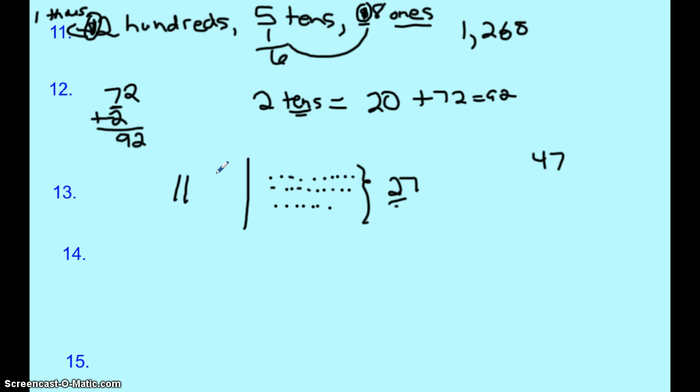Number 14, what is the value of the underlined digit in the number 2,385,299? So again, that's a large number. Instead of trying to look at them all at once, focus on one place value at a time. Okay, so here we have the ones, the tens, the hundreds, comma, thousands, 10,000s. So we see that that's the underlined digit. So this is in the 10,000s place.